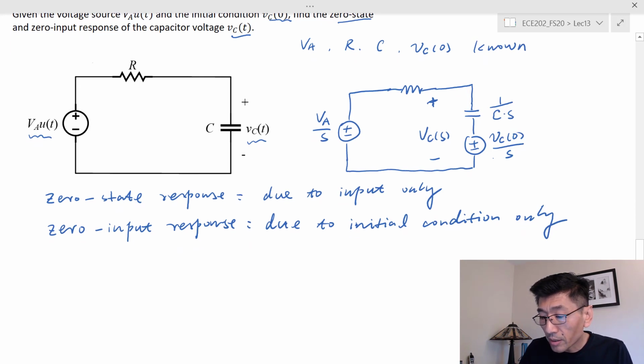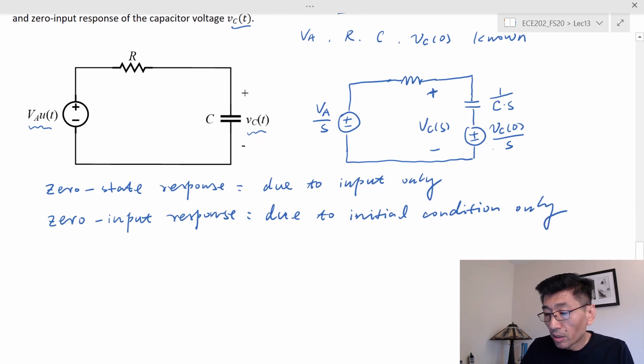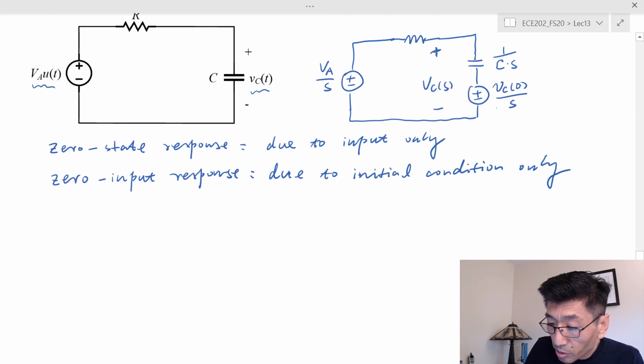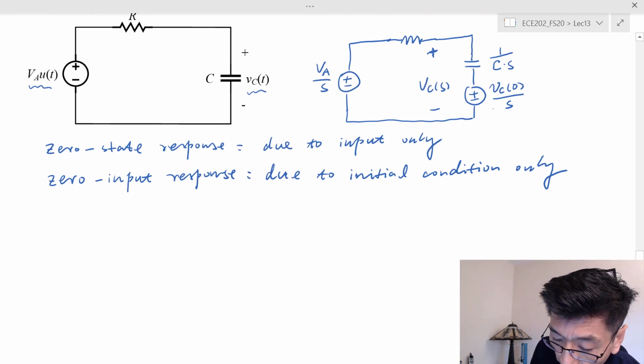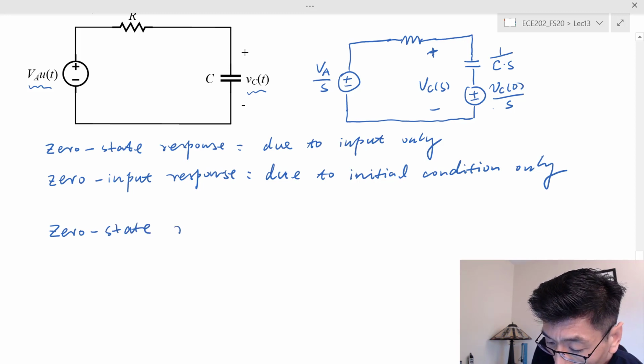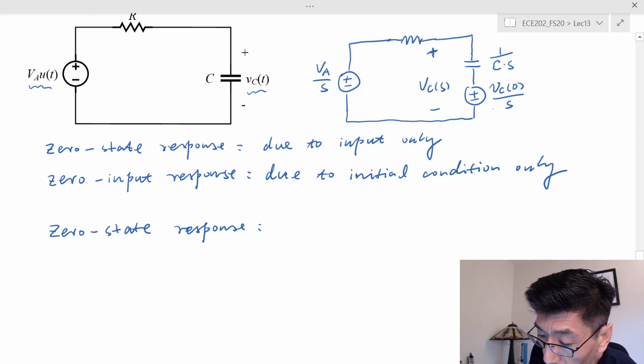So in this case, we're going to have the zero state response. Let's say the zero state response is due to input only. That means we can use superposition. So let's see, we're trying to find the zero state response first. And the zero state response is due to input only.